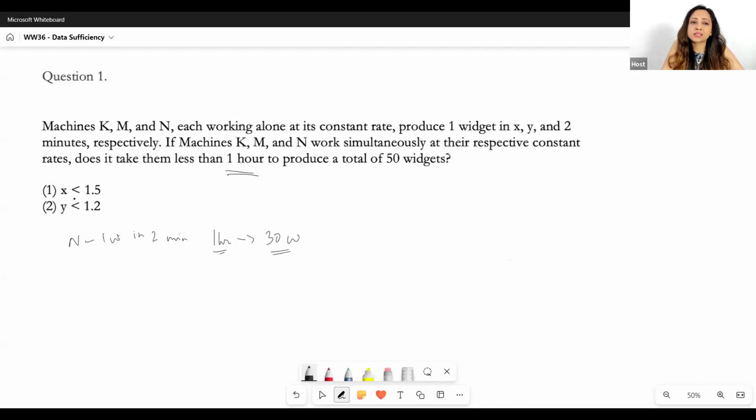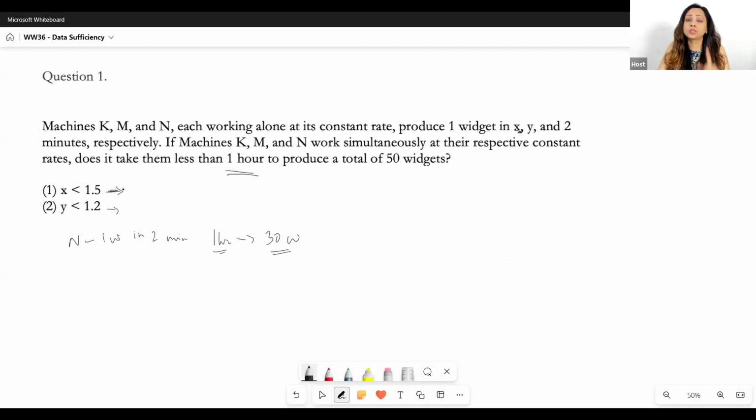All right. So look at the two statements. X is less than 1.5. Now, this is the number of minutes taken by K to produce one widget, and the other statement says Y is less than 1.2 minutes. Now, I don't have concrete data even when I am being given these numbers, because I don't even know whether it is 1 minute or whether it is 30 seconds, less than 1.5. It absolutely doesn't give me any clarity.